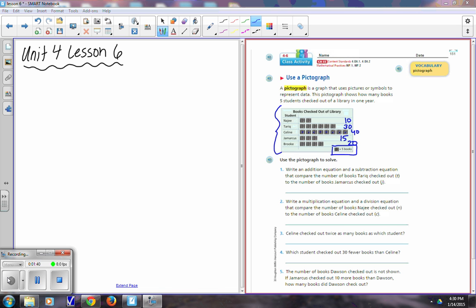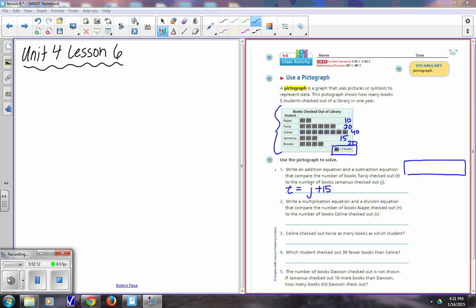So number 1, write an addition equation and a subtraction equation that compare the number of books Tariq checked out to the number of books Jamarcus checked out. So I need an addition and subtraction statement that equals Tariq, what Tariq has, T, equals Jamarcus plus 15.